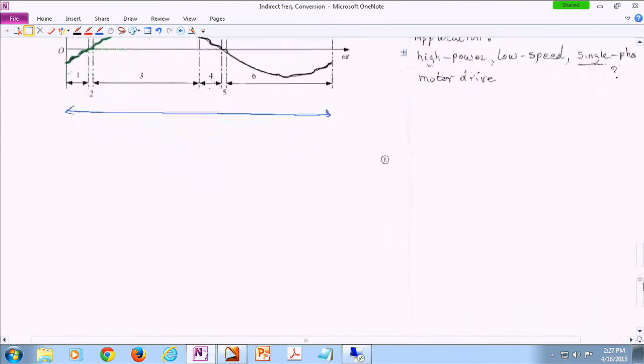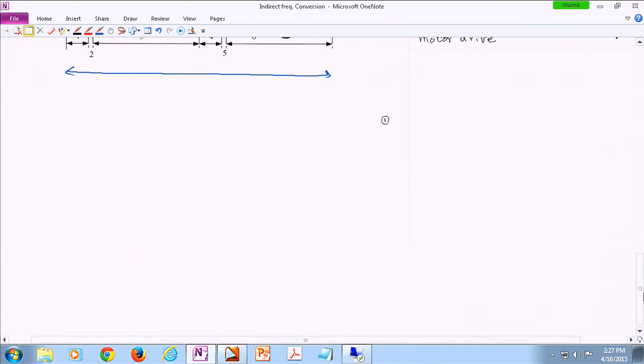Okay, any questions? Yes? If it is a high power application, the voltage will be much higher, right? The input voltage?